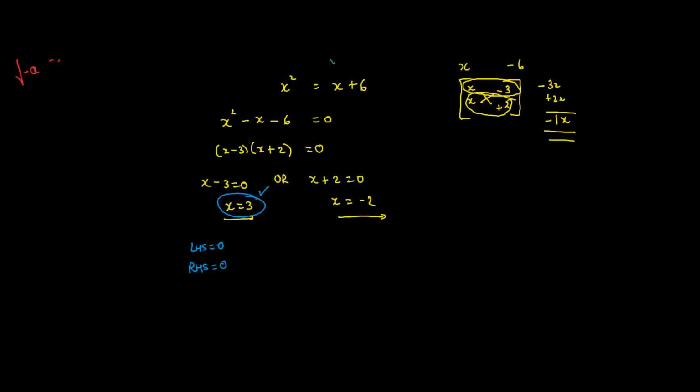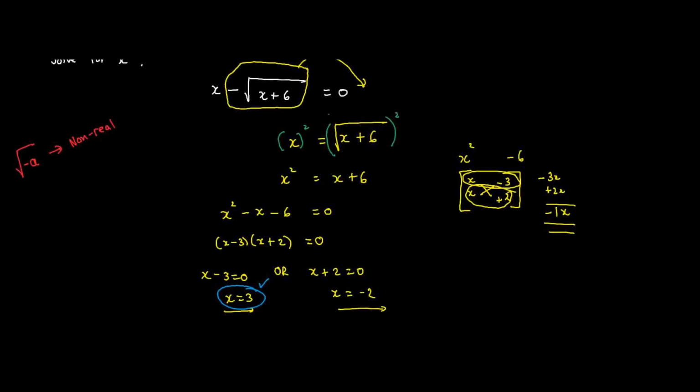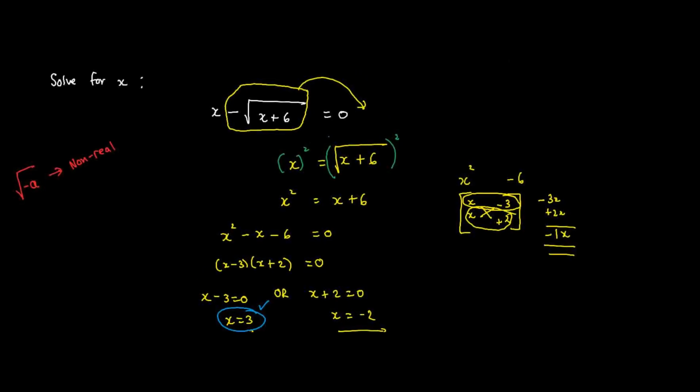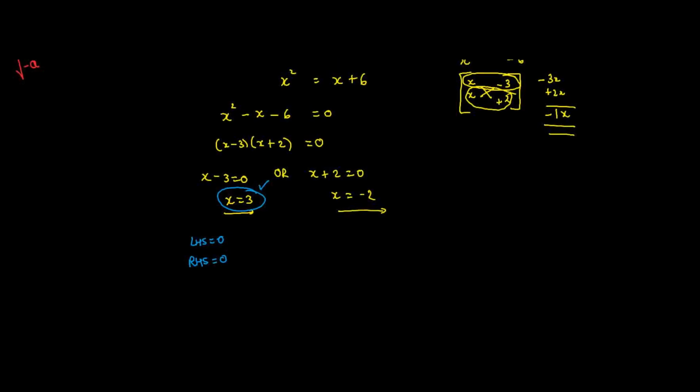But let's try x is equal to negative 2. Let's substitute negative 2 in the place of x. Negative 2 minus the square root of negative 2 plus 6. What does that give me? That gives me negative 4. So sometimes, of course, it could be the result of a non-real number, or sometimes it may just not work, as in this case here. So the left-hand side of the expression when x is equal to negative 2 is negative 4.